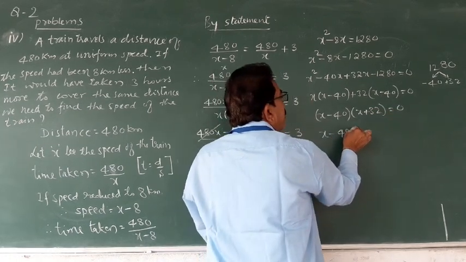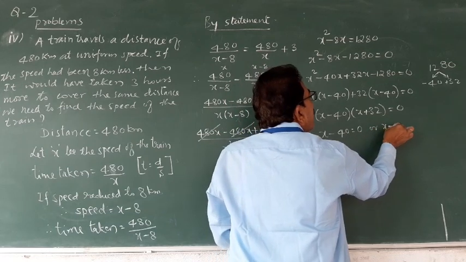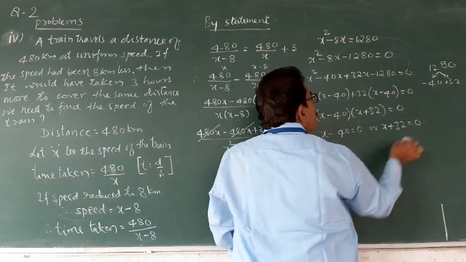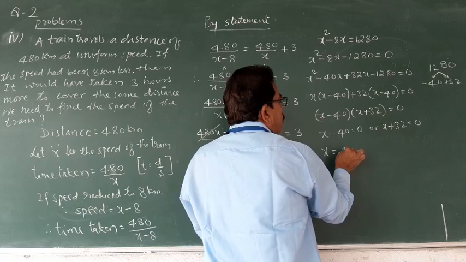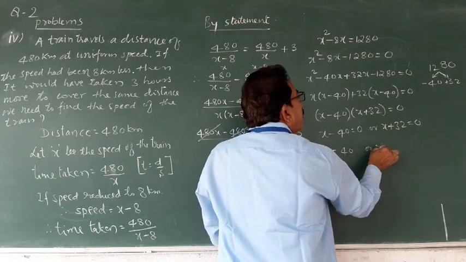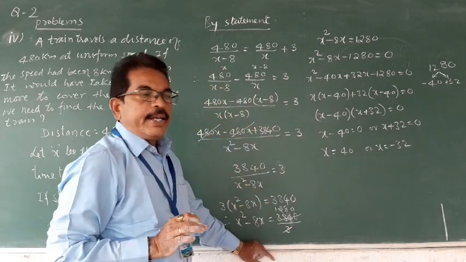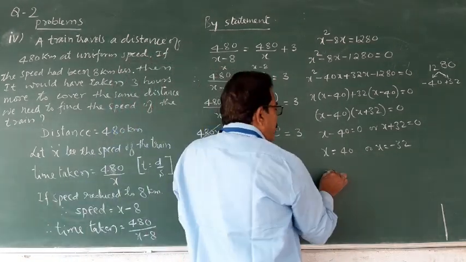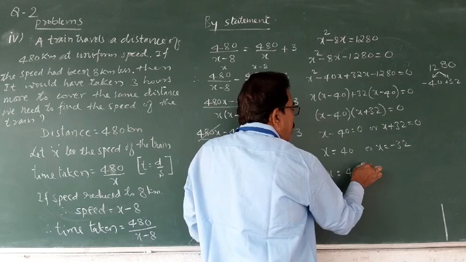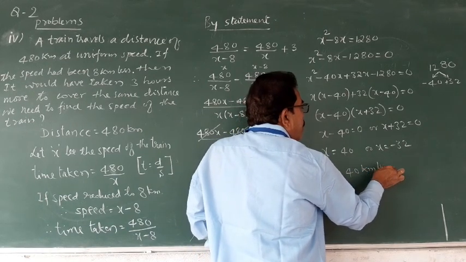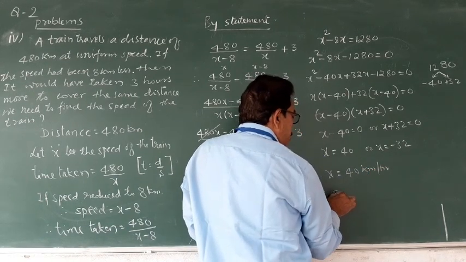X minus 40 equals 0 or x plus 32 equals 0. X equals 40 or x equals minus 32. Negative value should be neglected. Therefore, x equals 40 kilometers per hour. Therefore, the speed is 40 kilometers per hour.